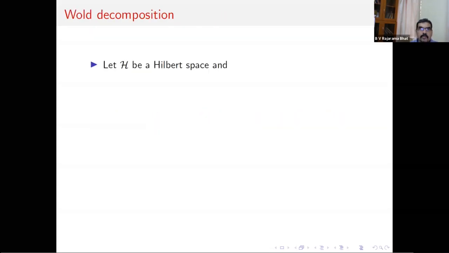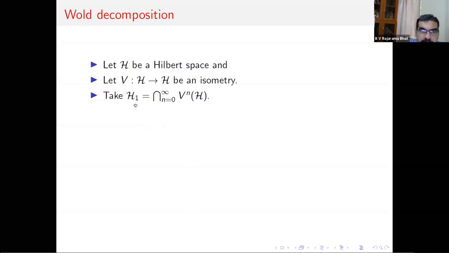So, the Wold decomposition. In fact, this is not really dilation, but it helps us in understanding dilation. Let H be a Hilbert space, and take an isometry V from H to H. First you look at the space H1, the intersection of ranges of powers of V. V(H) is a subspace of H, V squared of H is a further subspace. Go on, take the intersection. That's a closed subspace of H, and you call it H1.